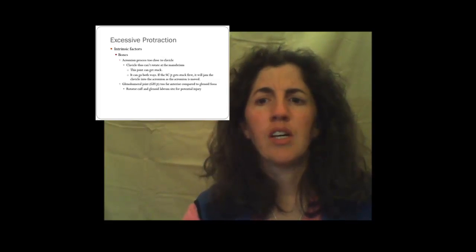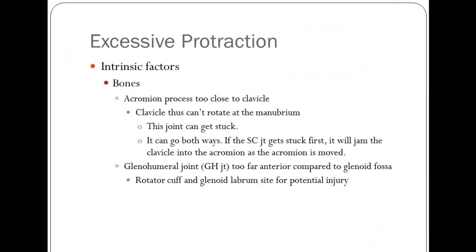To start with the bones, a scapula that is stuck in protraction has an acromion process that is, essentially, too close to the clavicle. This proximity would impede the clavicle's ability to be elevated through the sternoclavicular joint. With enough time, this joint, the sternoclavicular joint, will become stuck, and vice versa.